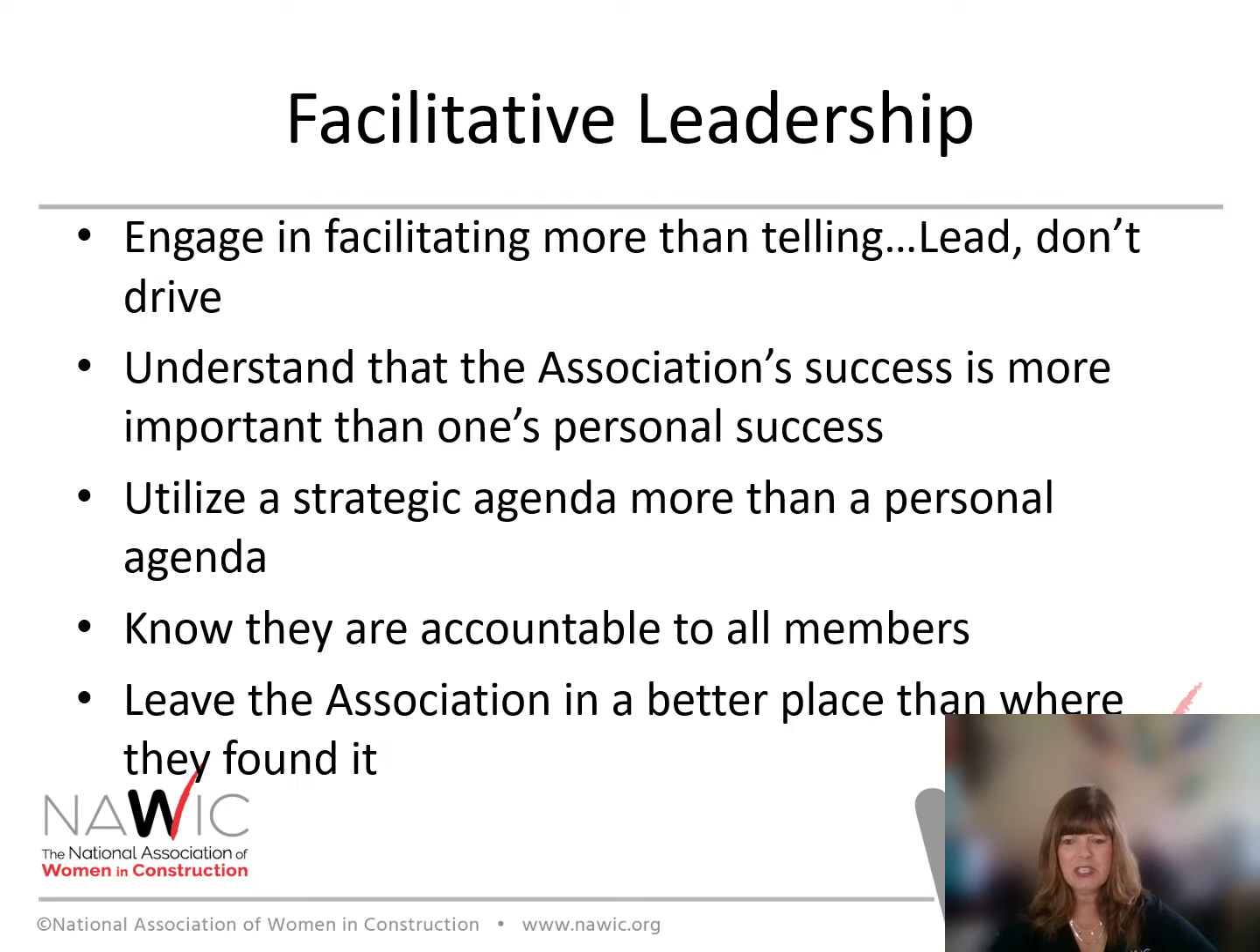The board leads with facilitative leadership, engaging and facilitating more than telling, leading, not driving, understanding that the association's success is more important than one person's success or one committee's success. Utilize a strategic agenda more than a personal agenda, and know that you are accountable to the members that voted you into this office, and leave the association in a better place than where you found it.